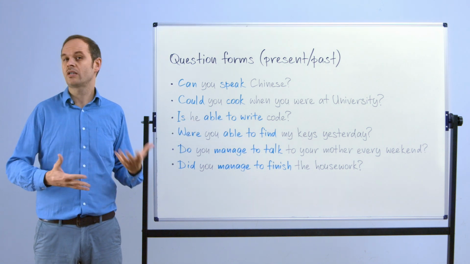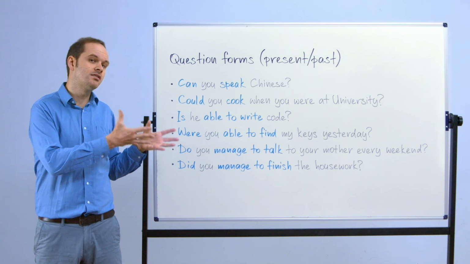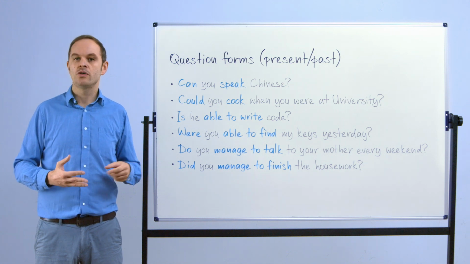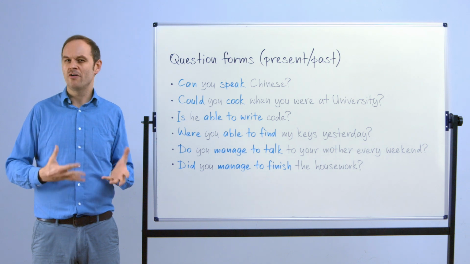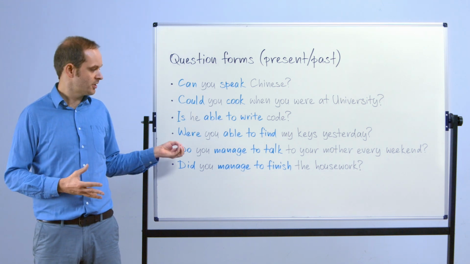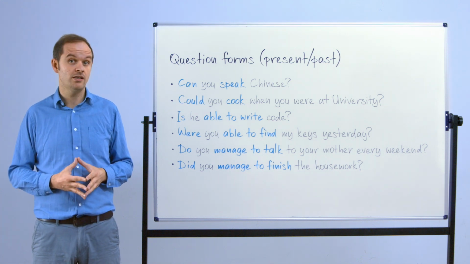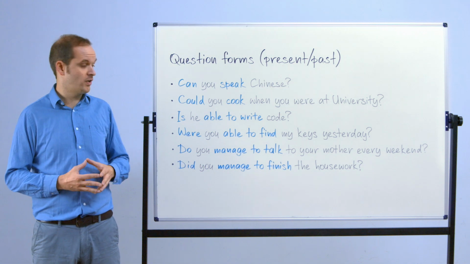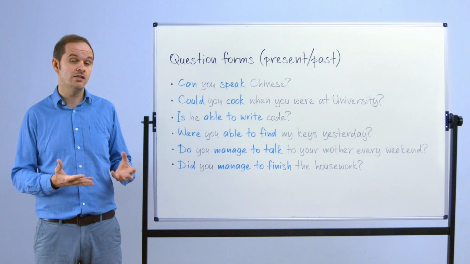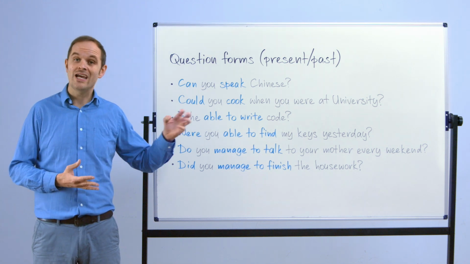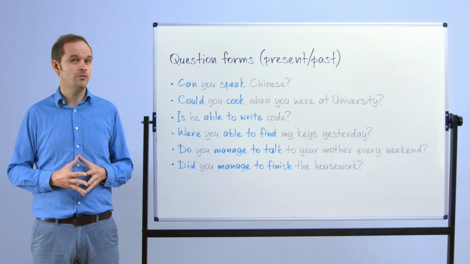The ability to get in contact with your mother every weekend. For some reason, it's difficult for this person. Maybe their computer's broken, maybe they've moved to another country, or their mother lives in a place where mobile phones don't work very well. But in this case, we want to know if they had the ability to succeed doing this difficult task. Did you manage to finish the housework? For some, housework is a difficult task, and here we're asking about the past. Were you able to finish that task previously, even though it was difficult for you?